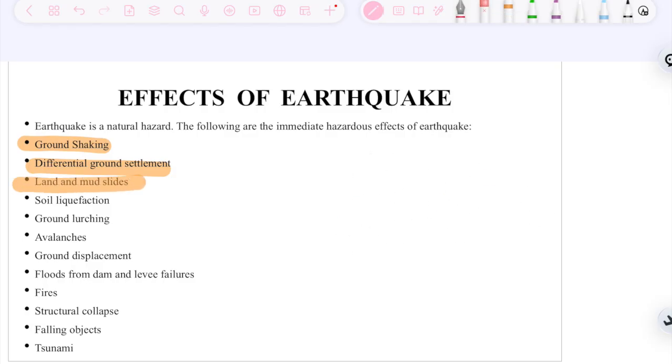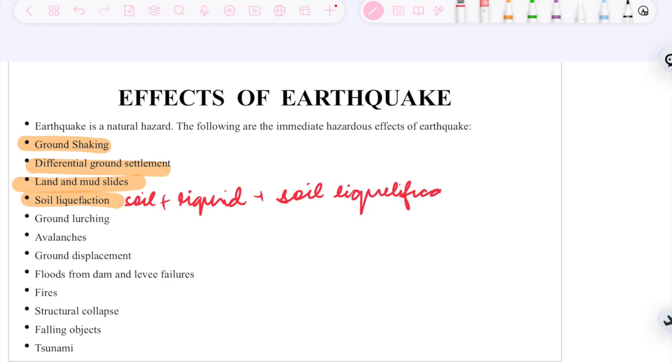It can lead to land and mudslides, because an earthquake can cause tremors or ground shaking. The land can loosen up and it can flow. It can cause soil liquefaction. When soil and water are added up, then it causes soil liquefaction, right? Then it flows. Sand also flows with water. It can cause ground lurching. Ground lurching is what? That is movement of the ground. It can cause avalanches. Avalanches is what? It is of the ice. When ice moves, like a landslide, instead of the soil or land, it is called an avalanche. It can cause ground displacement.